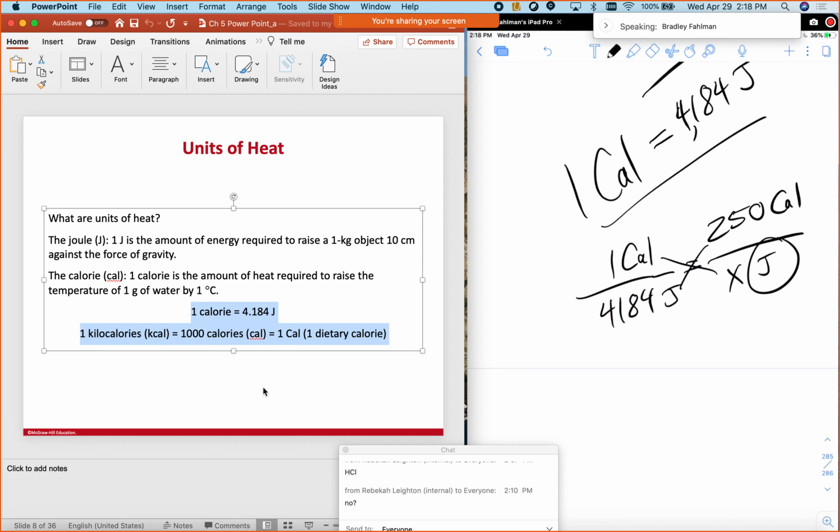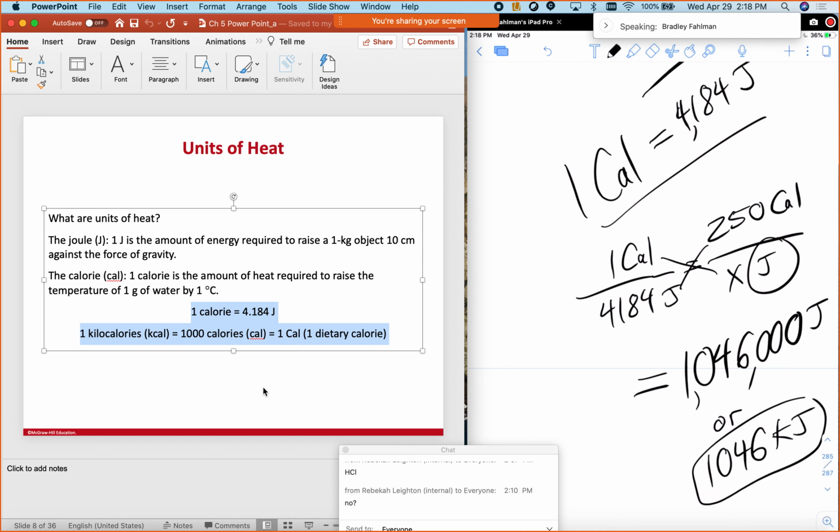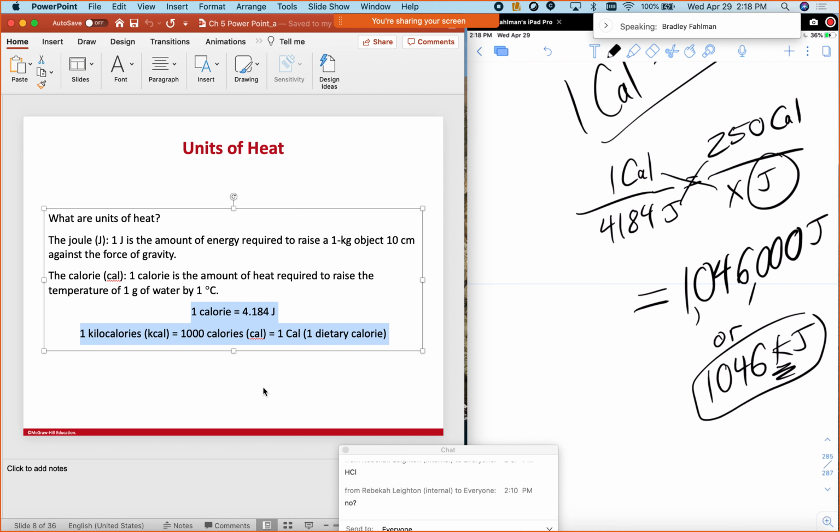So then that means, let's say this, if I carry this through, that would be 250 times 4,184. So that's a lot. 1,046,000 joules. Okay, or you'd say 1,046 kilojoules. Okay, so again, knowing these metric units that we talked about last day. Okay.